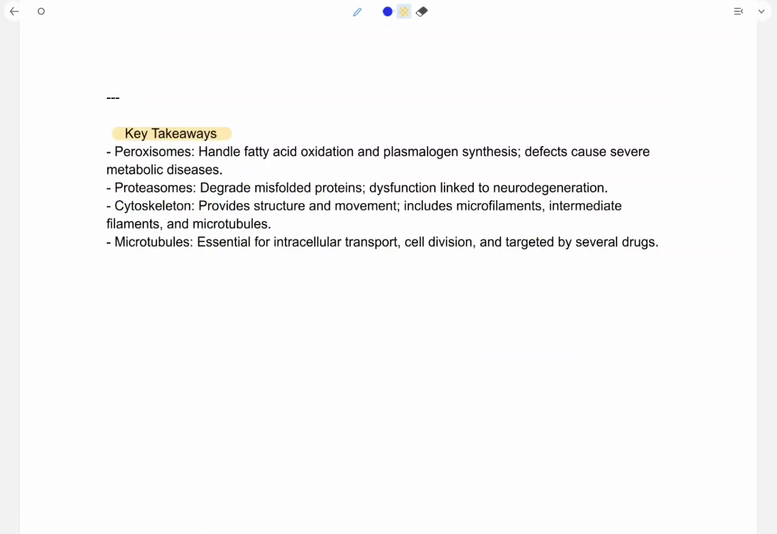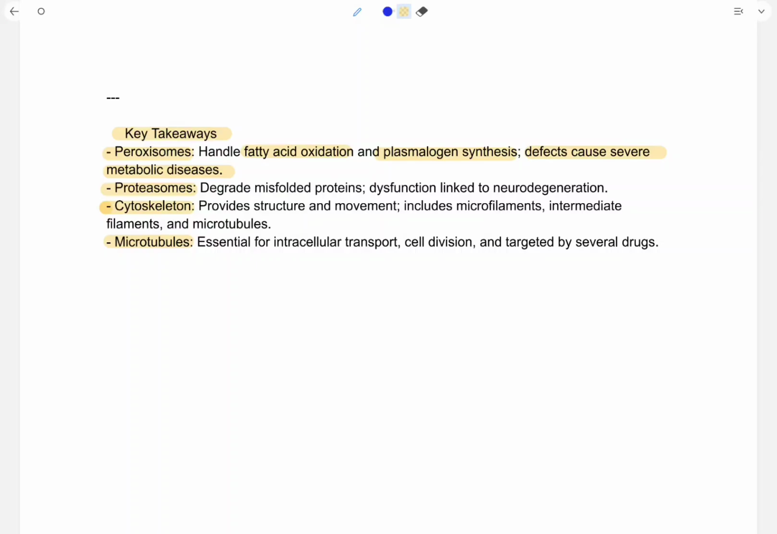Key takeaways from our lecture: we have discussed functions of different organelles within the cell, like peroxisome, proteasomes, cytoskeleton, and microtubules. They have very important functions. Peroxisomes handle fatty acid oxidation and plasmalogen synthesis, and when there is a defect in the peroxisome, it causes severe metabolic diseases.